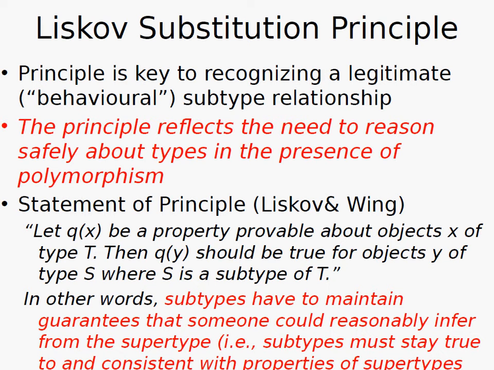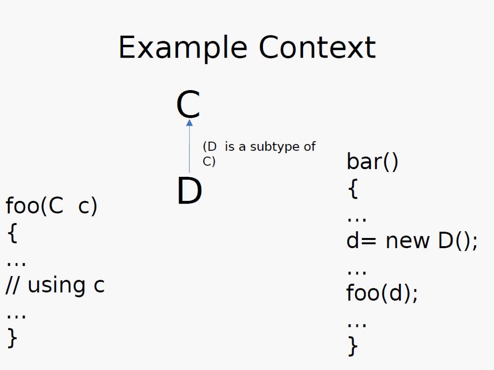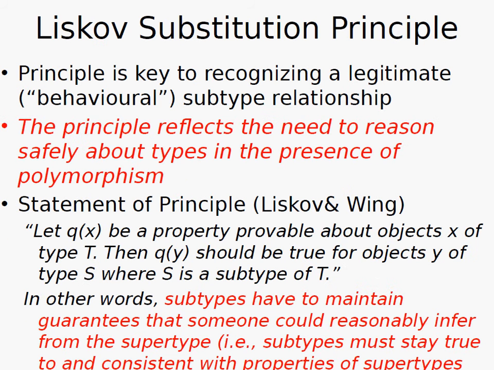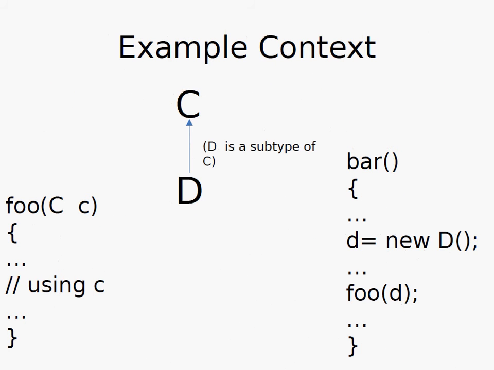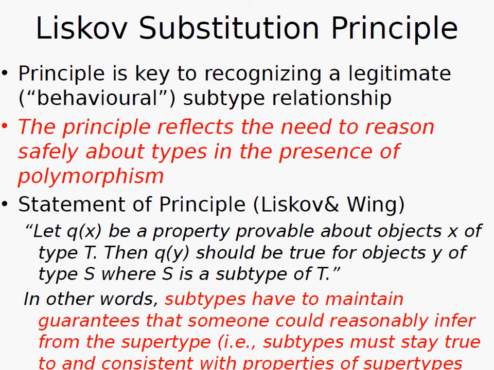Okay. And the statement of the principle is fairly mathematical. I'll give it here, but I'm going to unpack it into more intuitive terms. Okay, so the statement is this. If there's a property provable about objects of the supertype, so in this case about C, or in this example on the board about a car, if there's some property which, looking at the definition of the car interface, the contract associated with car, or looking at the definition of the C interface, if there's something that you could be counting on, then that same property should be true of all subtypes.